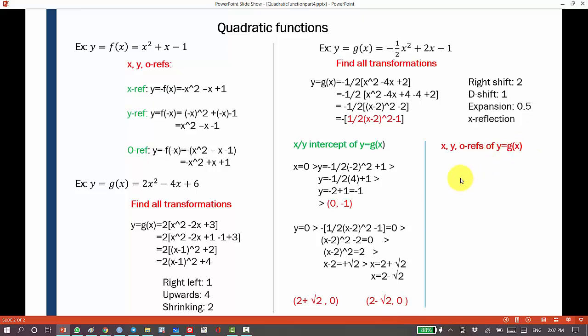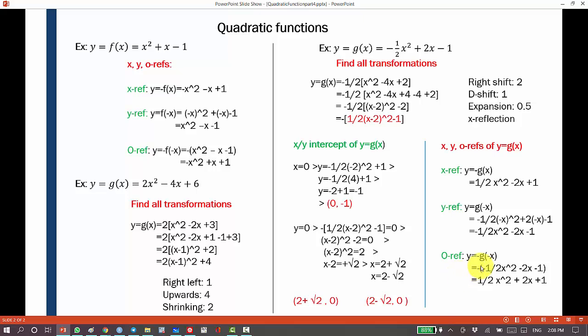Furthermore, find the x, y, and O reflections of the function y is equal to g of x. For the x reflection, we simply multiply the function by minus 1. As a result, we get 1/2 x squared minus 2x plus 1. And for the y reflection, we replace x with minus x. As a result, we get minus 1/2 x squared minus 2x minus 1.